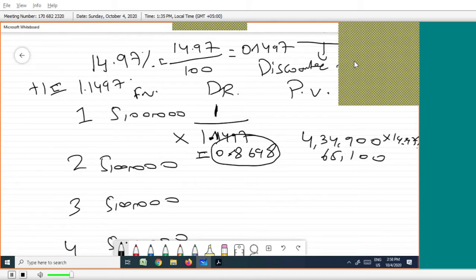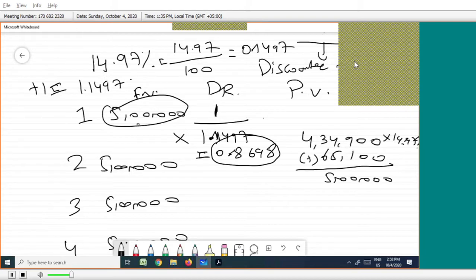So 4 lakh 34,900 plus 65,000 equals 5 lakh rupees. That is what we are doing. I am just converting from the present value to the future value. Here we did it the reverse way, we discounted from the future value to the present value. If you multiply this figure by 14.97%, you will get 5 lakh rupees. That is the future value.